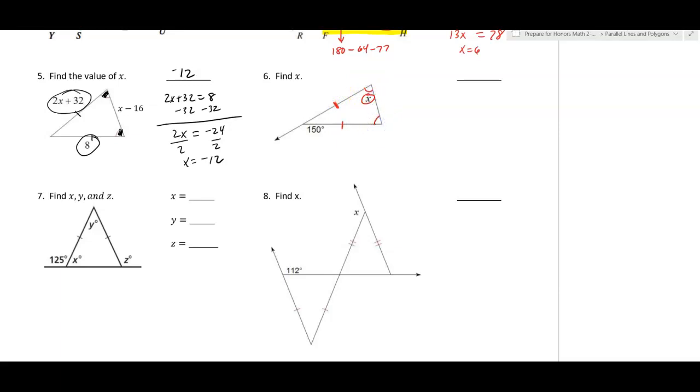If they give me this angle is 150, I can find this angle by doing 180 minus 150, which is 30 degrees. Now, if I take 180, subtract 30, I get 150. So I know these two angles have to add up to 150 degrees, and if they're both congruent, 150 divided by 2 would give me 75 degrees.